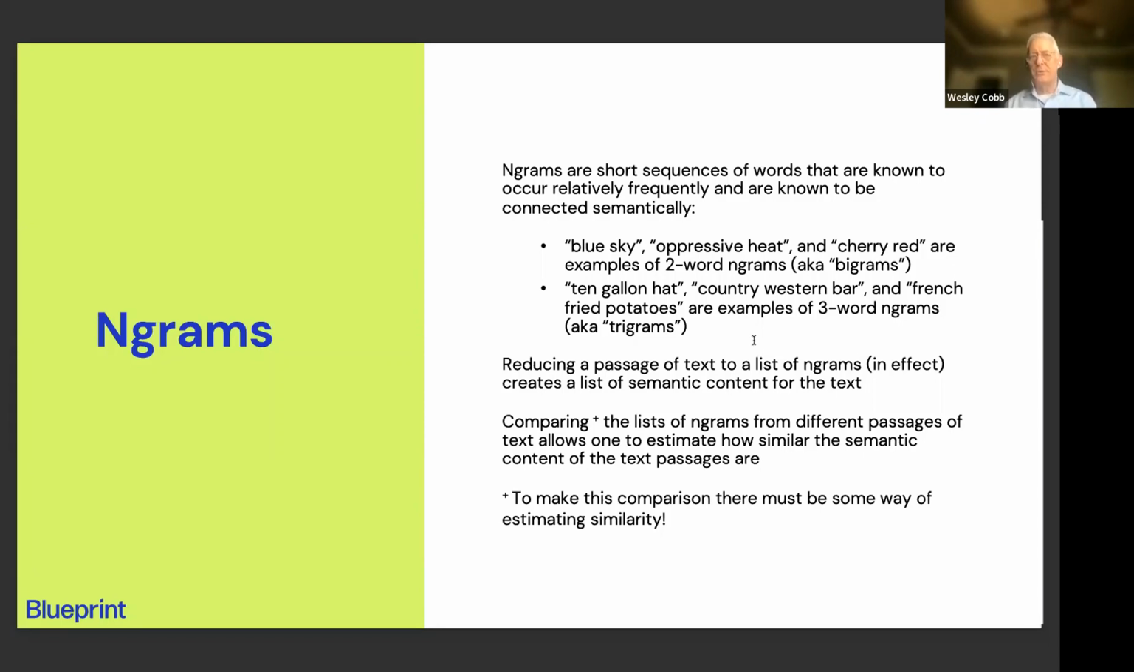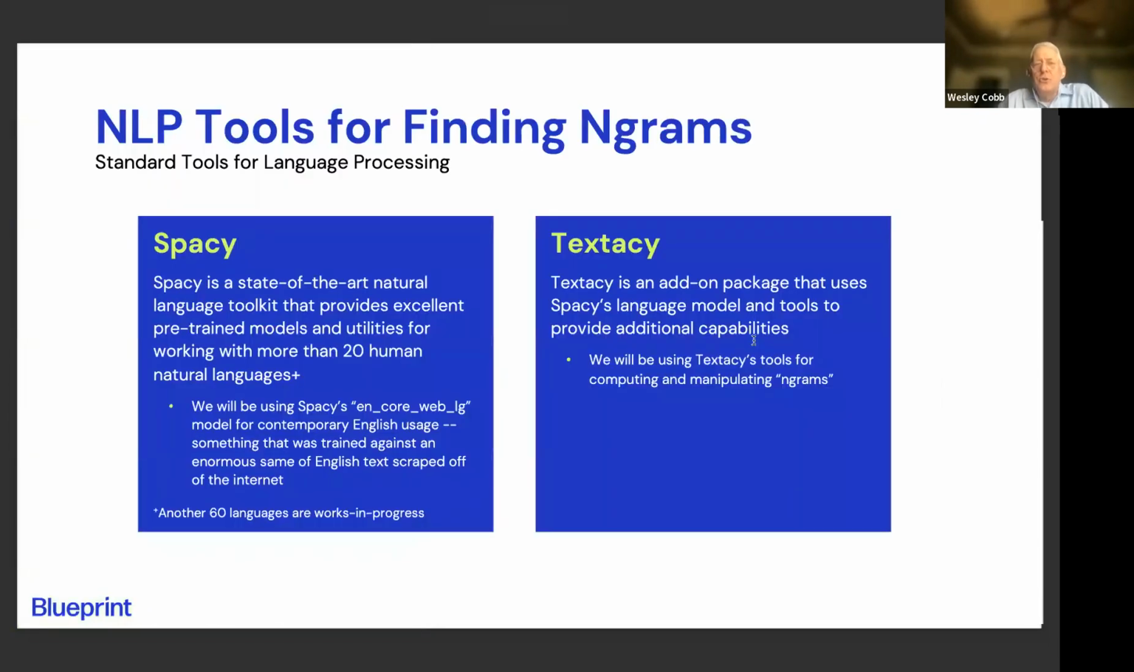That's where we're going with this. Now, there are some tools for finding Ngrams. There is a package called spaCy, which is a really high-end language toolkit constructed by some really smart folks in Europe. It has more than 20 human natural languages in it right now, and another 60 languages in the works.